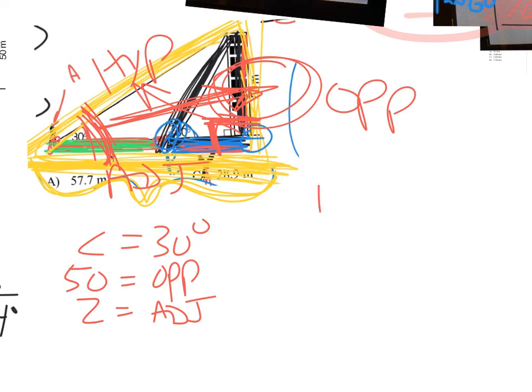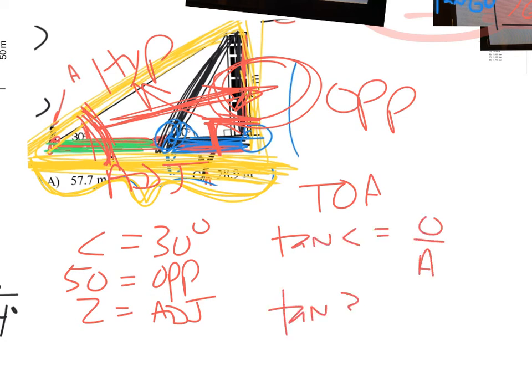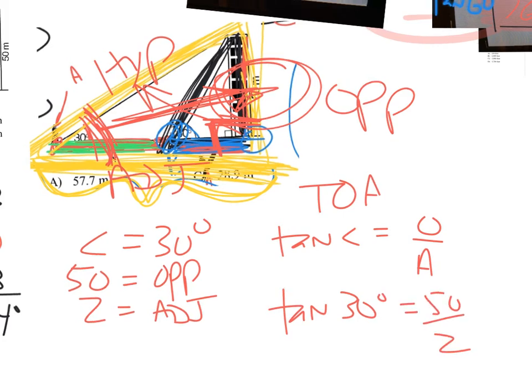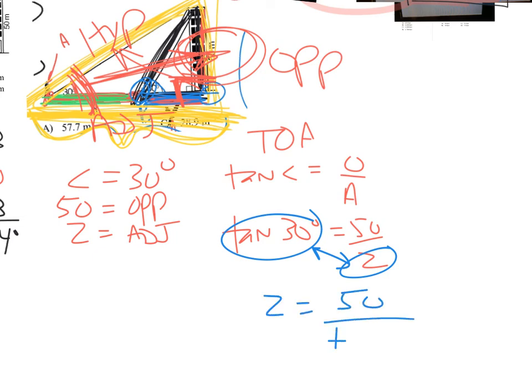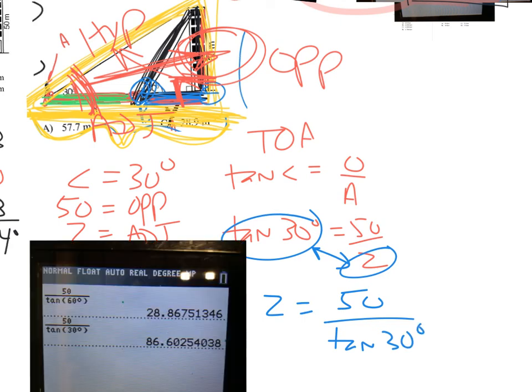This is another example of tangent or TOA, because I know the tangent of an angle equals opposite over adjacent. So the tangent of 30 equals 50 over Z. Again, I'm going to use that switcheroo rule because my x, or in this case my z, is in the denominator. So I have z equals 50 over the tangent of 30. And when I do that on my calculator, I get 86.6.